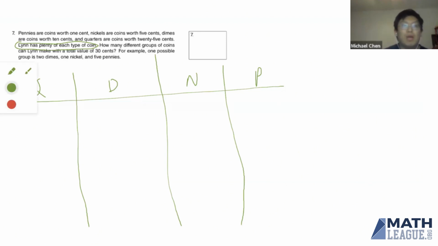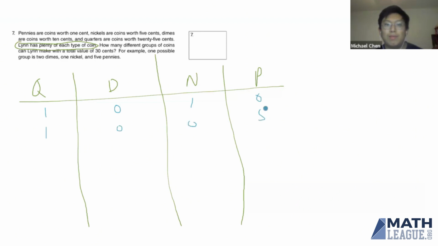Well, if we have 1 quarter, then we can't have any dimes because a quarter is already 25 and a dime would put us to 35, which is over. Well, we need 5 more cents. So we could have 1 nickel, or I could alternatively also have 0 nickels and use the rest as pennies.